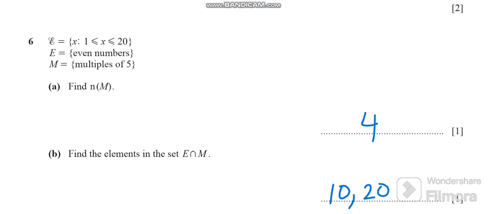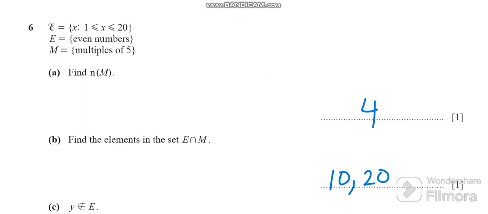Question 6 states we have the universal set between 1 and 20. E is even numbers. M is multiples of 5. Find n(M). So n(M) means the number in M, which will be 4.